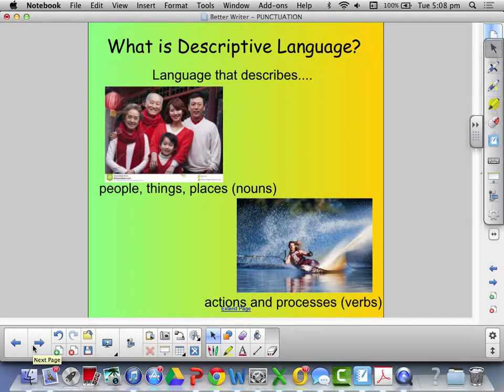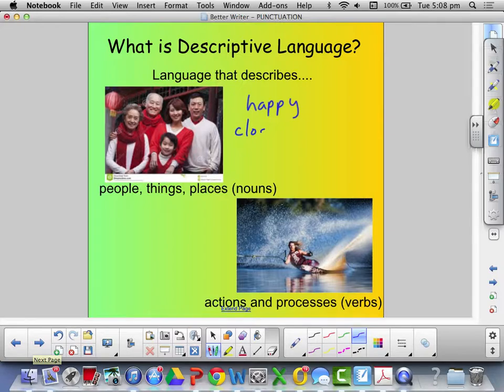So we've got our lovely standard Chinese family here, and we could use some words to describe these people. Of course they are nouns, and you can probably think of some adjectives I should say, to describe these people. Okay, well, they are looking very happy for a start, aren't they? They are certainly very what we might call close knit. Okay, smiley, you might say.